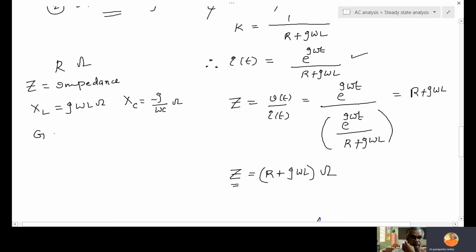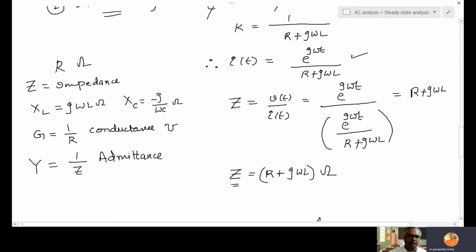Then G is equal to 1 by R. Conductance. Conductance units are mhos. Then reciprocal of impedance is Y. Y is 1 by Z. It is admittance.